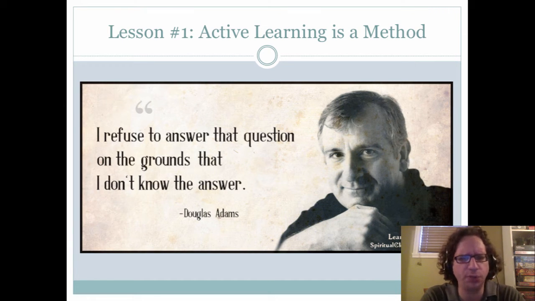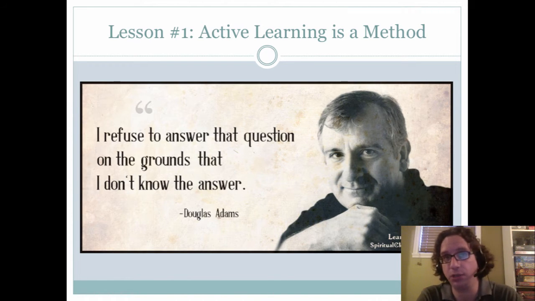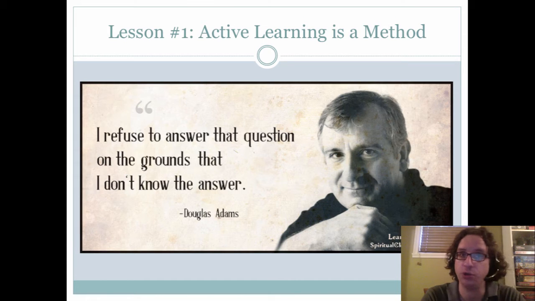And this can be extremely difficult as a teacher because a student is asking us a question. Presumably, they want to know the answer. And if they leave the classroom without knowing the answer, I guess we haven't done our job, right? So this is what I mean when I say that active learning is a method. You have to learn some methods of not answering questions. It's actually very difficult to not answer questions and do that correctly.